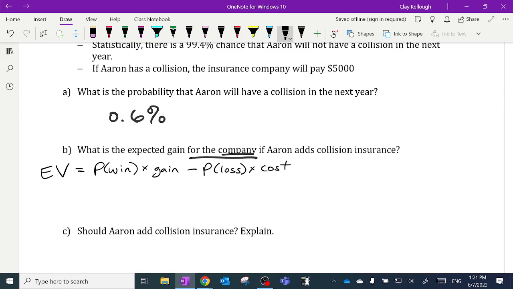So now, if you're the insurance company, a win for you is not having to pay a claim. The 99.4% chance that Aaron doesn't have an accident. Does that make sense? Now, how much does the insurance company gain? Well, basically, they get to keep Aaron's $720, right? Because that's what he paid for the insurance.